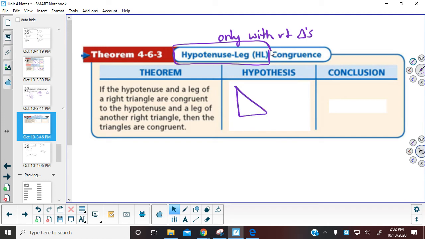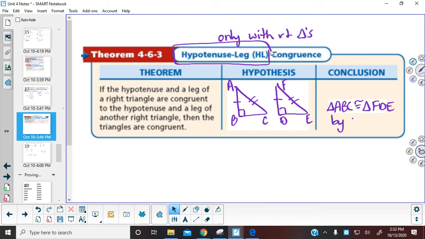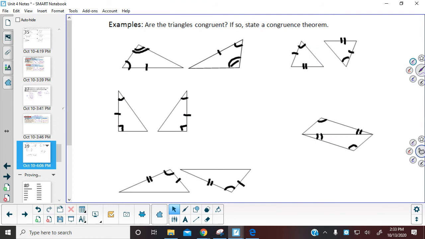So here's the deal. Let me show you what this would look like. You've got the right angle, so you know HL is a possibility. Then you have a leg that's marked. Then you have the hypotenuse that's marked. If that's the case, you can prove that those two triangles are congruent by HL. So you would have something like A, B, C, and then D, E, F again. You'd have triangle ABC is congruent to triangle, A corresponds with F, B corresponds with D, and then we have E, and you would say that by HL. Again, you could only use it with a right triangle, but if it's a right triangle, it does not automatically mean HL. All right? So let's take a look at these examples.